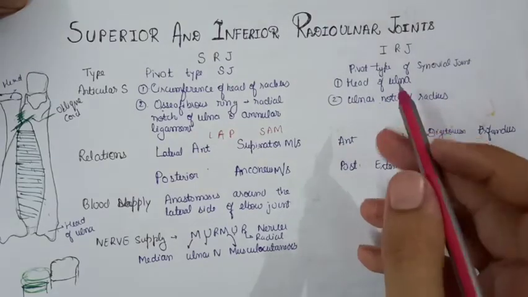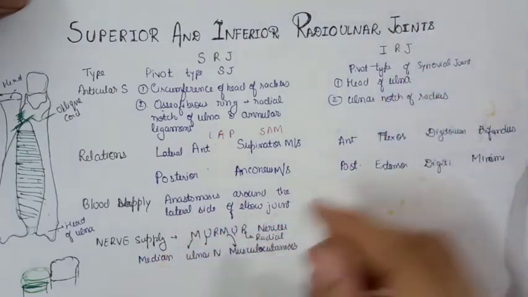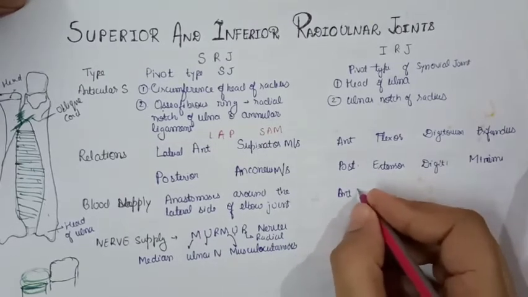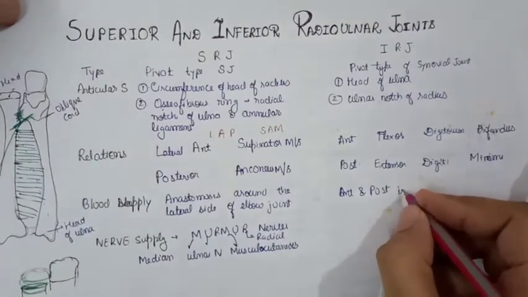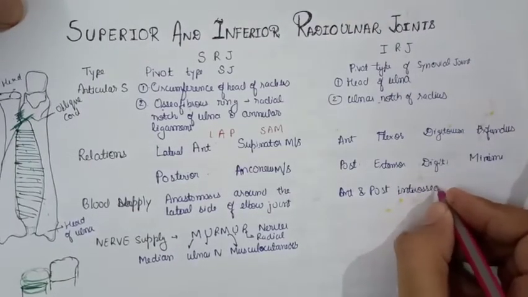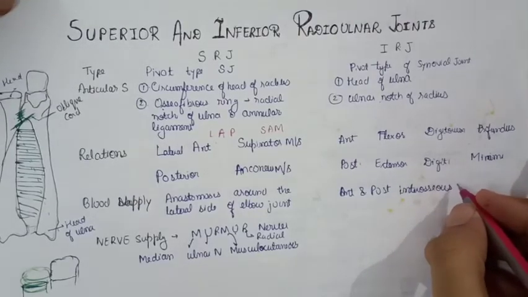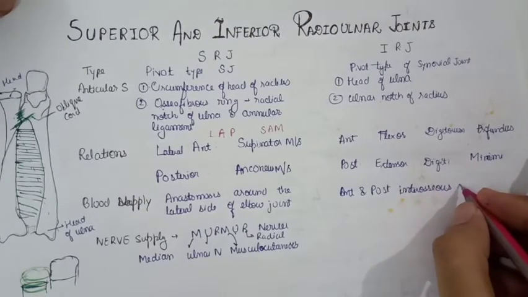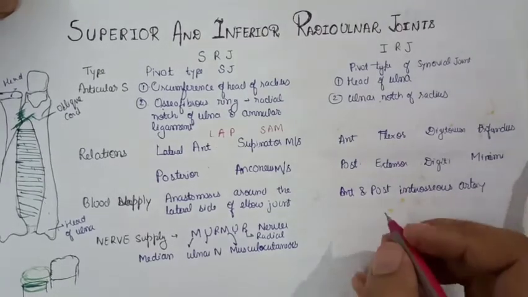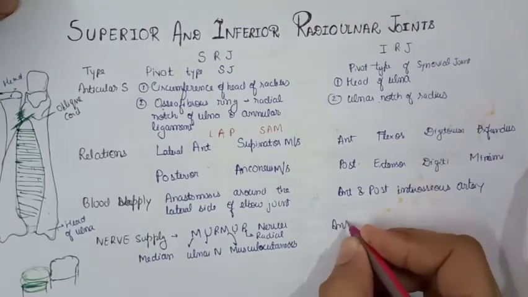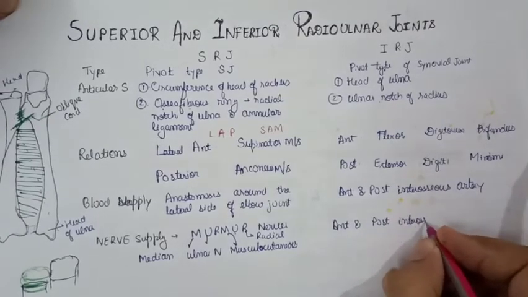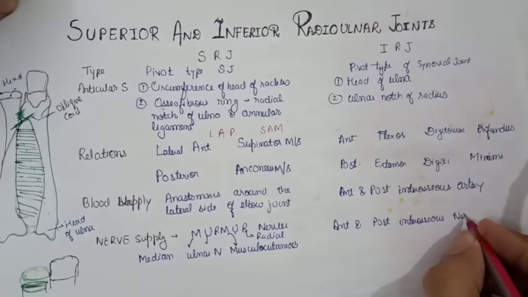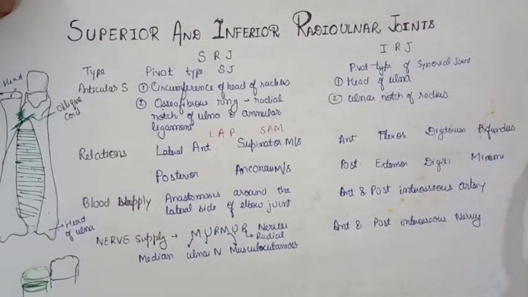Now let's see the inferior radioulnar joint blood supply and nerve supply. Both are very simple, that is by the anterior and posterior interosseous nerve and artery. The next video will discuss the ligaments with the help of a diagram, so do watch that video for a better understanding. Anterior and posterior interosseous artery, that is the blood supply, and anterior and posterior interosseous nerve. Like that, we completed most of the topics except the ligaments.